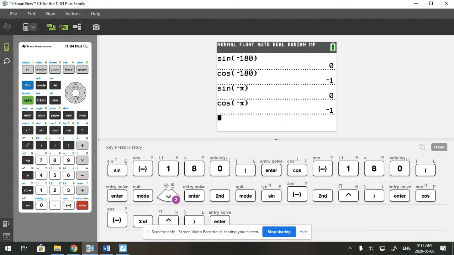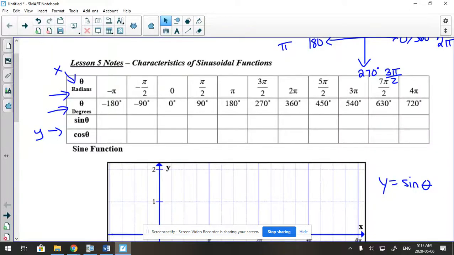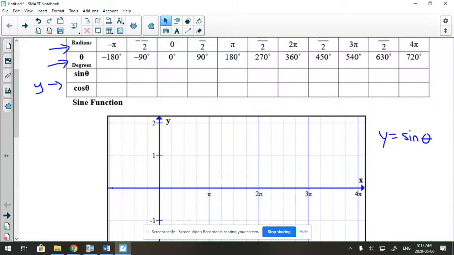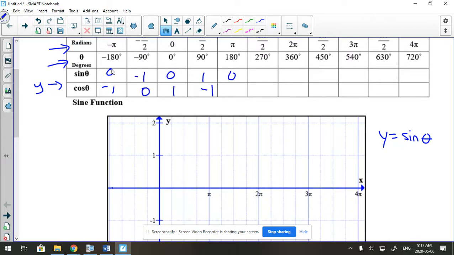I filled in the rest of the table of values, and now we can actually graph what this looks like. So first we're going to graph y equals sine theta. So I can see from the chart, when you have it all filled out, I won't fill all of it out, but you'll get the idea here. It follows a pattern.